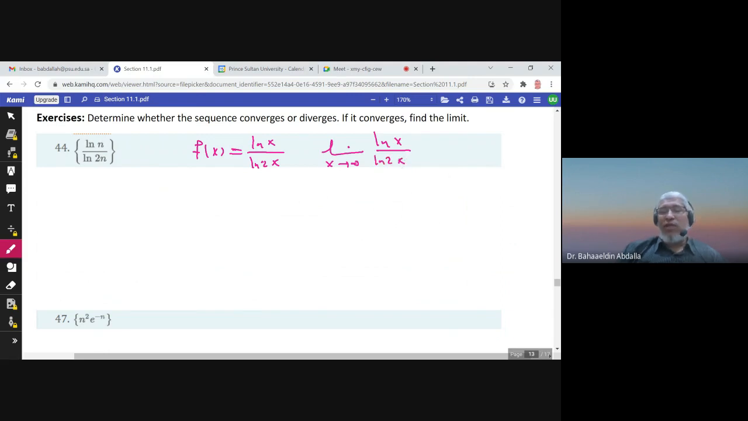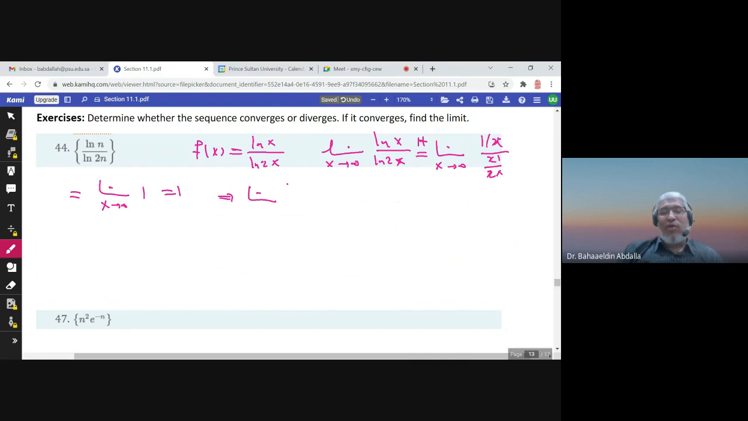Well, ln infinity over infinity, I will have infinity over infinity. So I will use L'Hopital's rule. So it would be limit when x approaches infinity of the derivative of ln x, which is 1 over x, and the derivative of ln 2x is 1 over 2x times the derivative of 2x, which is 2. So actually it is also 1 over x. So 1 over x over 1 over x is 1. So this is actually limit 1 when x approaches infinity, which is 1.